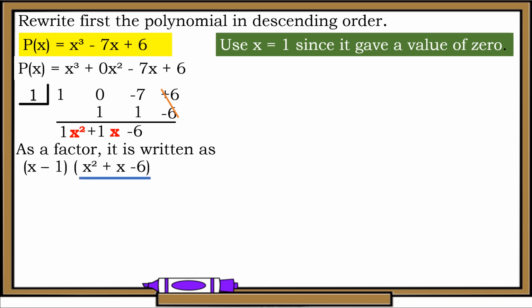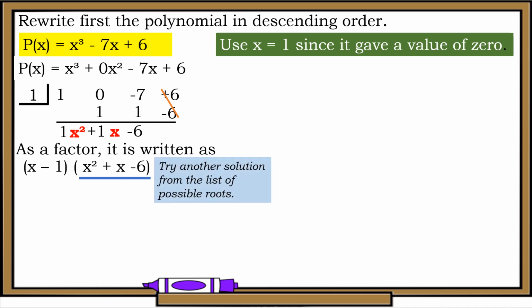Pero, pwede pa nating i-factor yung x squared plus x minus 6. Let us continue factoring until any of the factors cannot be factored. Let us repeat the process. Now, actually, itong x squared plus x minus 6 ay pwede naman ninyong i-factor using quadratic trinomials. But for the sake of practice, we will use synthetic division.